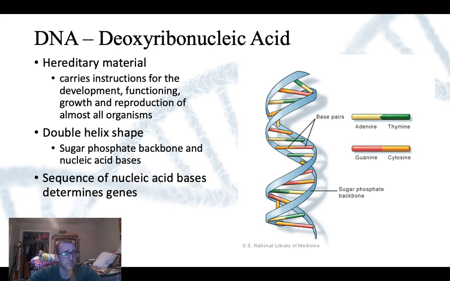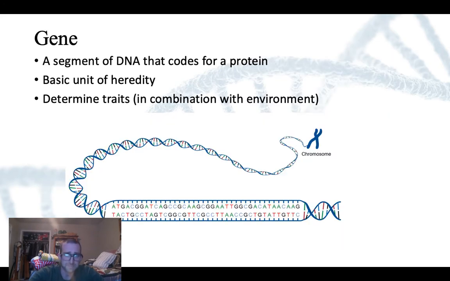Right, so if we're talking about plant genetics, naturally we are going to start with DNA, which is the hereditary material of all living organisms, right? And we've talked about DNA before. We know it carries the instructions for the development, functioning, and growth of organisms. It has this double helix shape, a sugar phosphate backbone, and these nucleic acid bases. And it's the sequence of these nucleic acid bases, which consist of adenine, thymine, guanine, and cytosine, that ultimately determine an organism's genes.